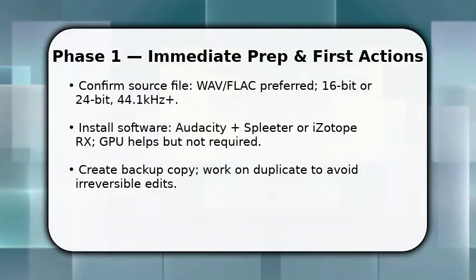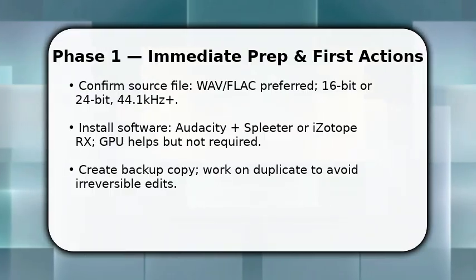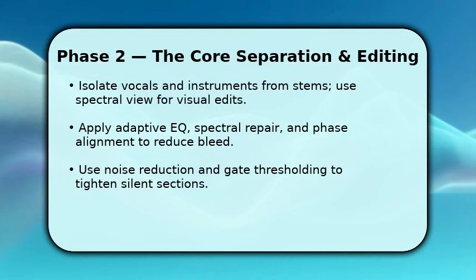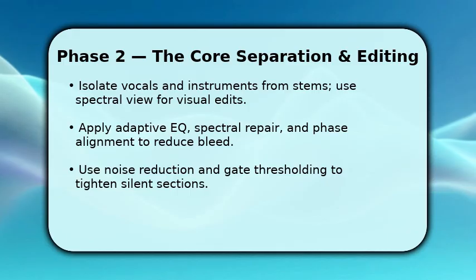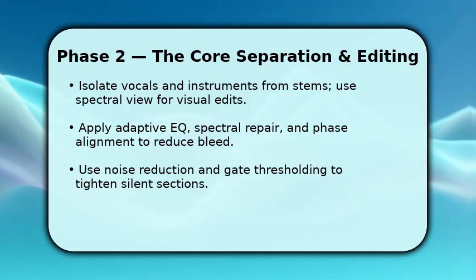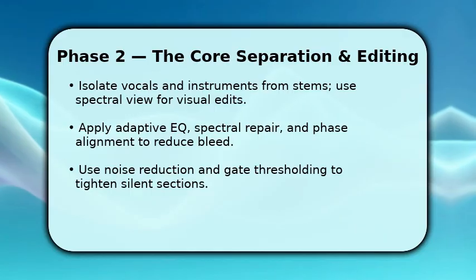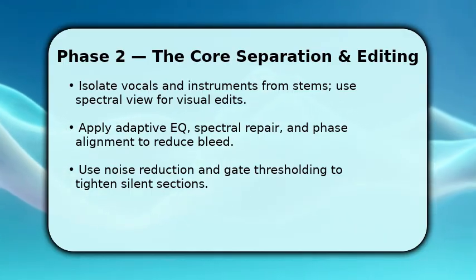Now focus on separation. Import stems into a spectral editor and scrub for bleed points. These are where music leaks into the vocal stem. Use spectral repair to attenuate offending frequencies and an adaptive EQ to carve overlapping bands. Make small gains, then listen.